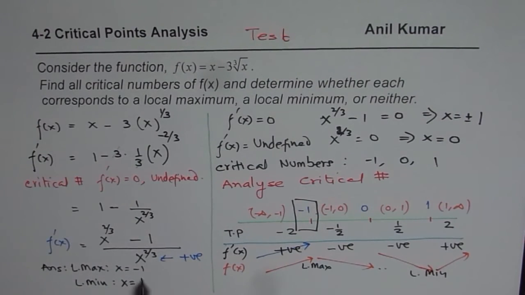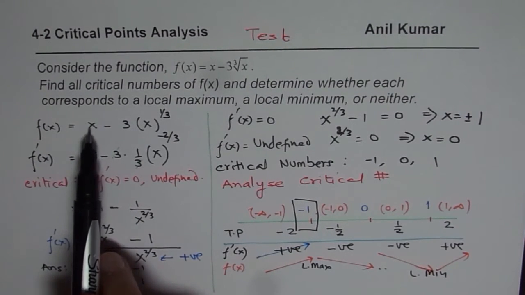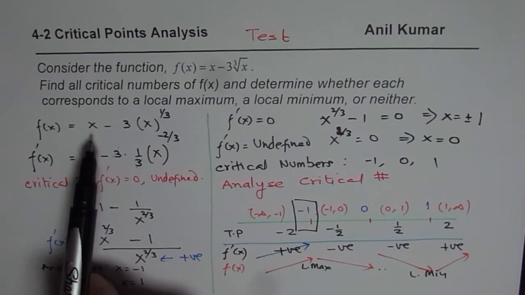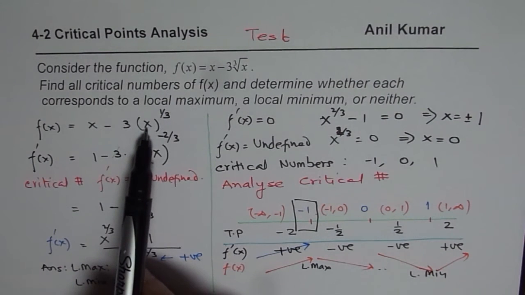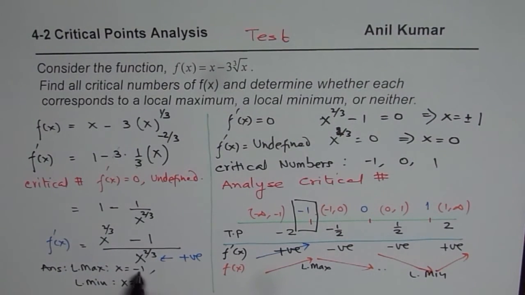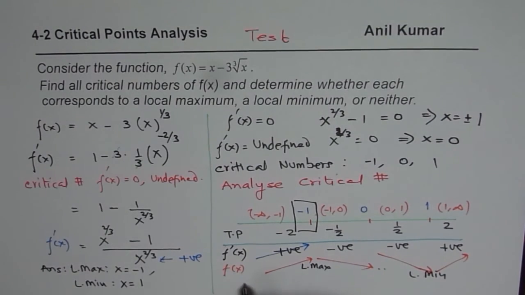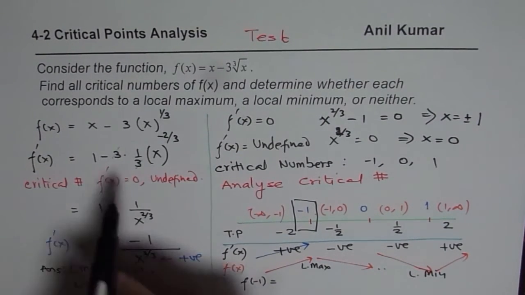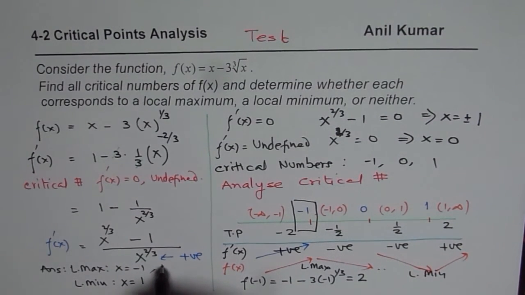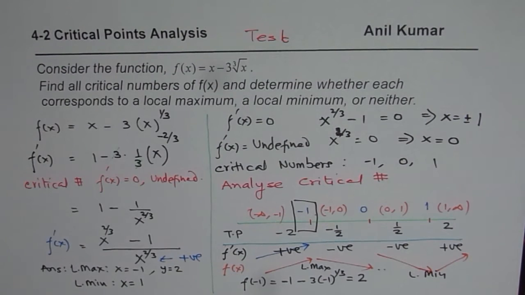So to find the value, you can substitute 1 or minus 1 here, and you'll get both the answers. If I write minus 1 here, then the cube root will be negative 1. So plug in minus 1 here. We have f of minus 1 equals minus 1 minus 3 times minus 1 to the power of 1 over 3, which is negative. That makes this positive, so you get positive 2. So the y value is 2. The maximum value is plus 2 for you, right?